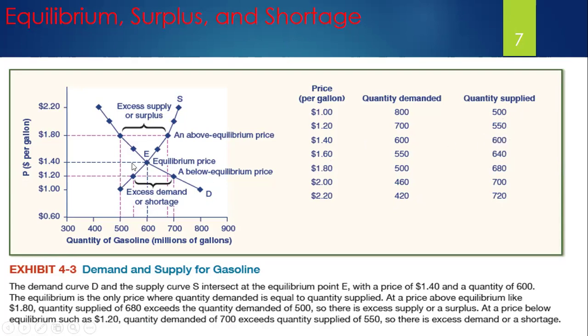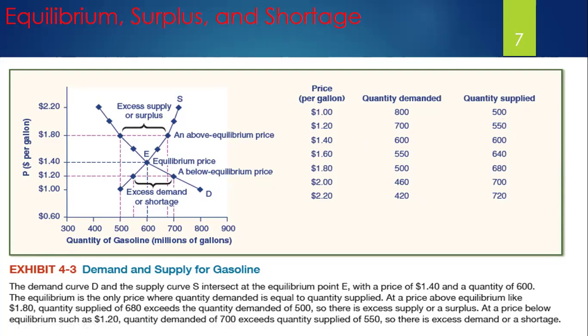And here, the equilibrium price is where the supply curve meets, intersects, or crosses the demand curve at point E. At $1.40, the quantity is 600. Now, so what is surplus and what is shortage?